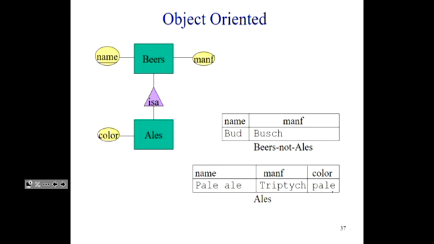The object-oriented style would have two types of beers: beers not ales, and ales. For the beers not ales case, you don't have a color attribute. For the ales case, you do have a color attribute.